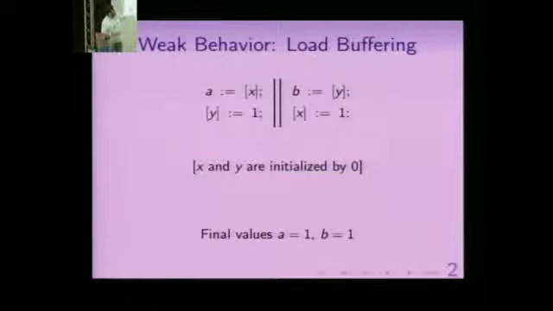It's obvious that we can't get this behavior in interleaving execution of the program, as if we execute this program interleavingly, then either the first instruction from the first thread, which is a read, or the first instruction from the second thread executes first, so we get either a equals 0 or b equals 0 at the end of execution.